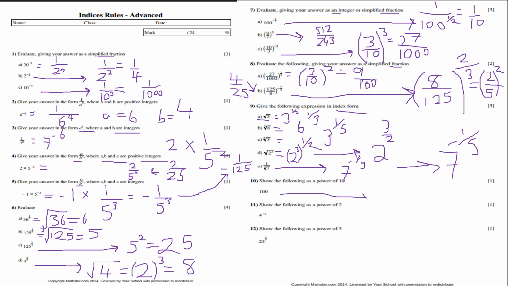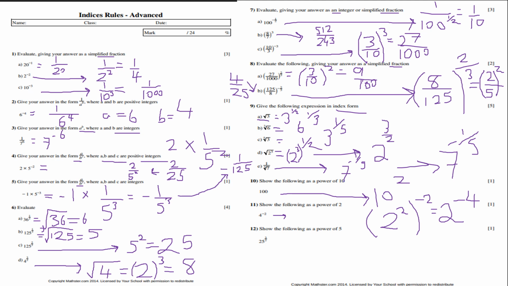Question number 10, write 100 as a power of 10. Well, that would just be 10 squared. Show the following here as a power of 2. Well, 4 to the minus 2. Well, 4 is just 2 squared, so I'm going to have 2 squared to the minus 2. So I'm going to have just 2 to the minus 4 for that. 2 times minus 2 is minus 4.